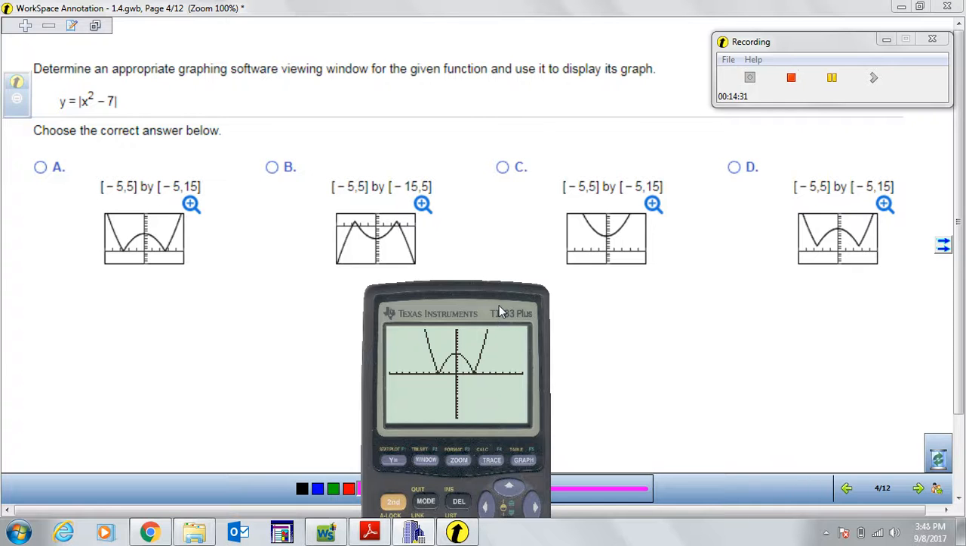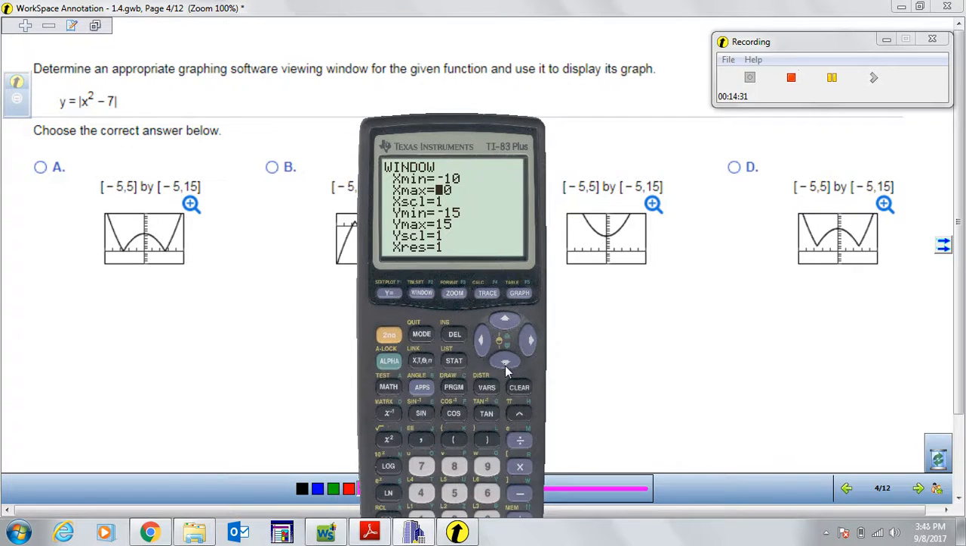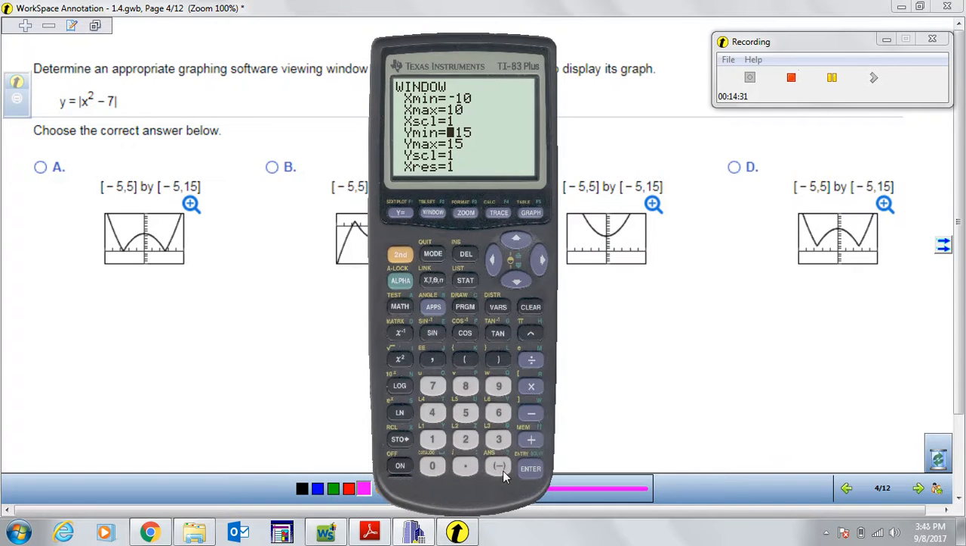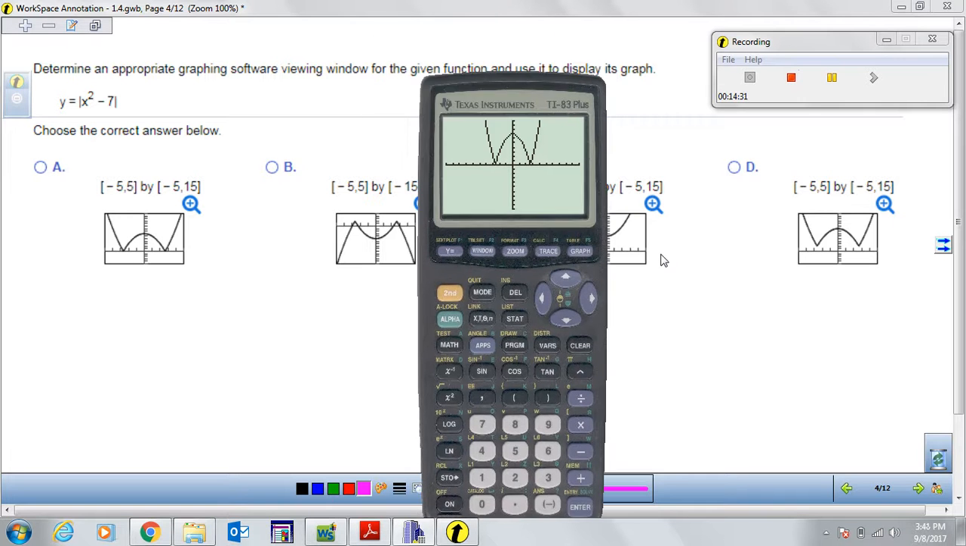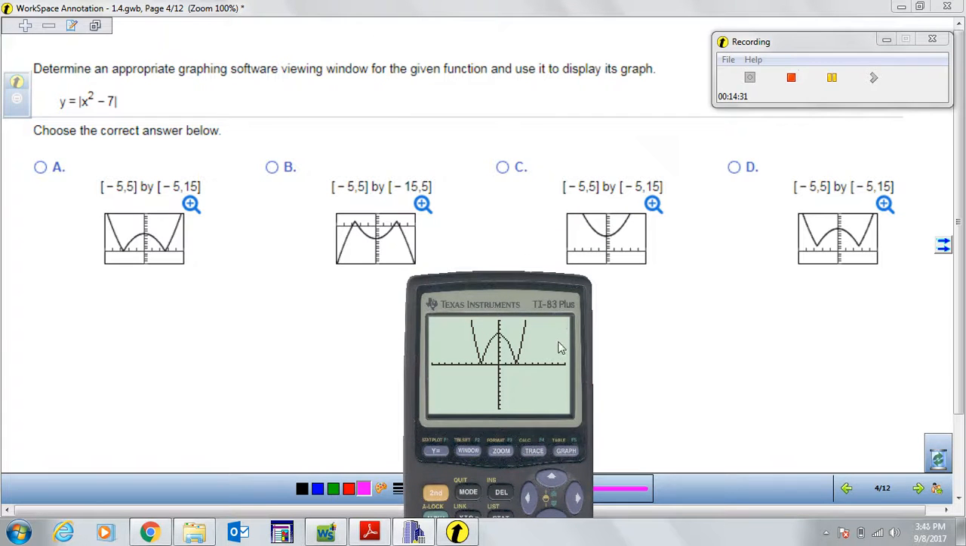I mean, just with the regular, and is it the regular already? Oh, remember that I had changed this? Let me put it back to -10 to 10. So this is what you would see if you are using the factory settings of the calculator, which, I'm telling you, is not a bad graph. You can probably tell the x-intercept and the y-intercept, and you can see the complete graph.